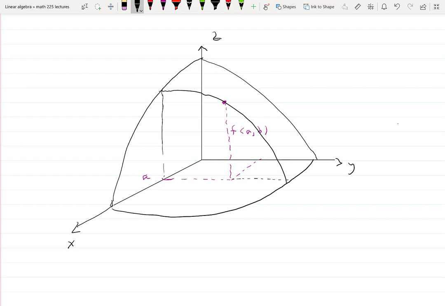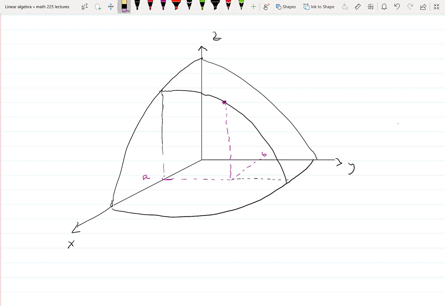Okay, so we have a slice through the surface parallel to the YZ plane. That means we're holding x constant. We're holding x fixed at a. If we hold x fixed at a, then to get the curve on the surface, we let y vary. Okay, so I want to get rid of my f of a, b because I need the room. I want to define the slope of the tangent line to that curve at the point a, b, with z value f of a, b.